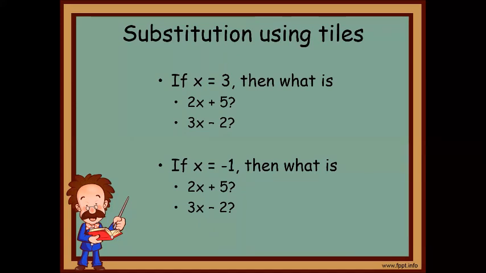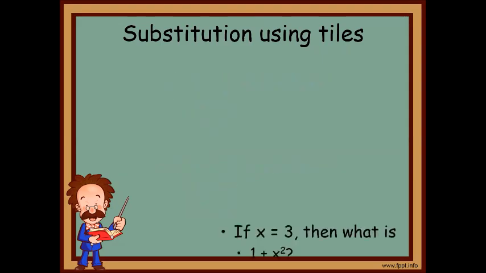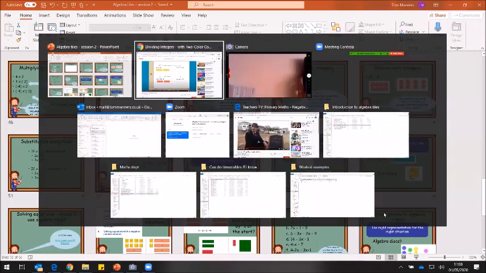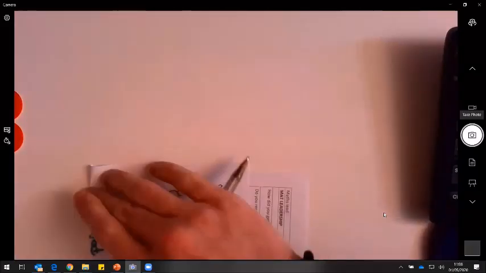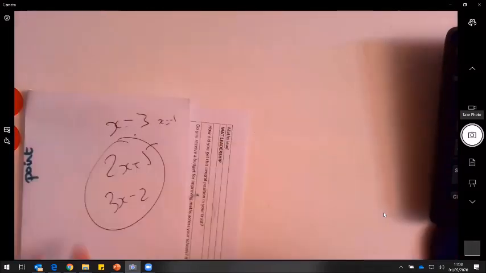So if x equals 3, I've got 2x plus 5, and I've got 3x minus 2. And I'm also going to have x equals -1. So let's have a look at these questions using substitution, and I'll go onto the camera. I talked earlier about the importance of being able to represent. And here are the 2 expressions we're going to talk about.